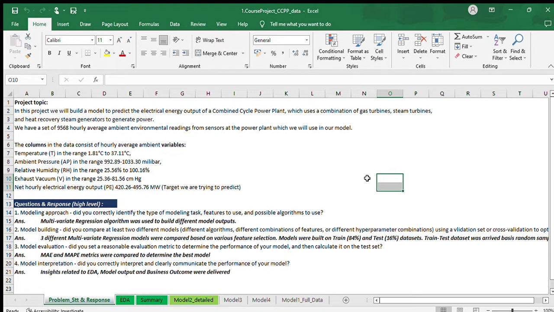The key metrics that were used to determine the best model are the mean absolute error and the mean absolute percentage error. There were insights related to the exploratory data analysis, then the model output, and the business outcomes.